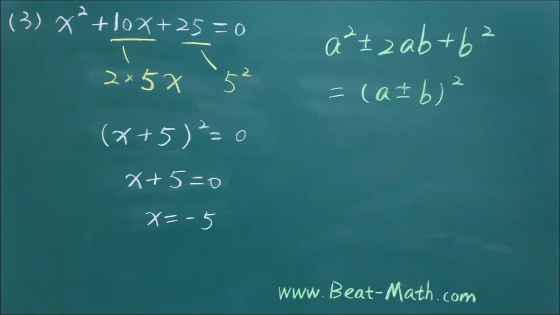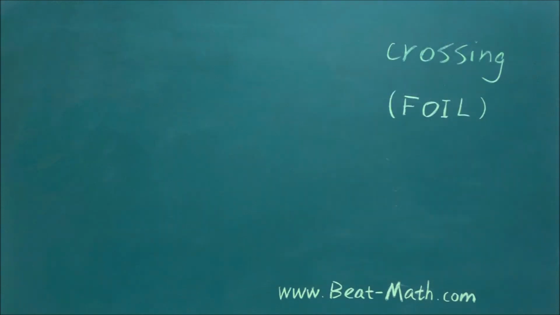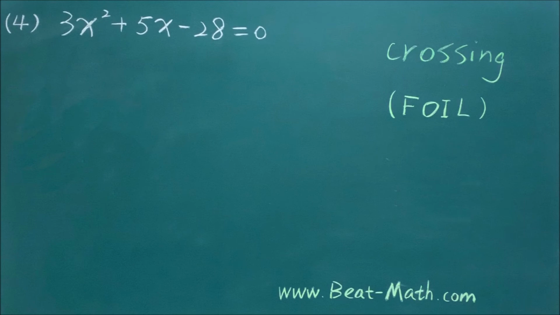Now, can you guess which other factoring method can solve the equation as well? Yes, the answer is the crossing method, also called the FOIL method. Let's try solving an equation together in this way. 3x squared plus 5x minus 28 equals 0.